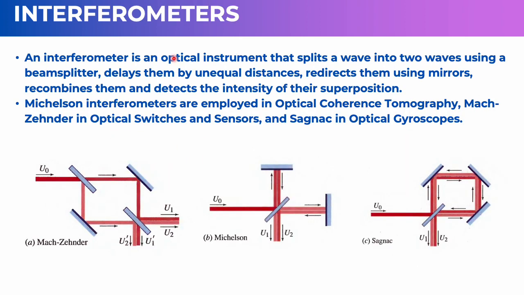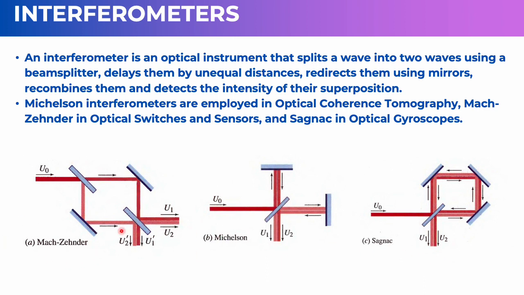We'll now look at interferometers, which are an application of the concept of interference. An interferometer is an optical instrument that splits a wave into two waves using a beam splitter, and then it delays them by unequal distances, redirects them using mirrors, and then recombines them to detect the intensity of the superposition. As we see here, these are the three most common types of interferometers: the Mach Zehnder, Michelson, and Sagnac interferometers.